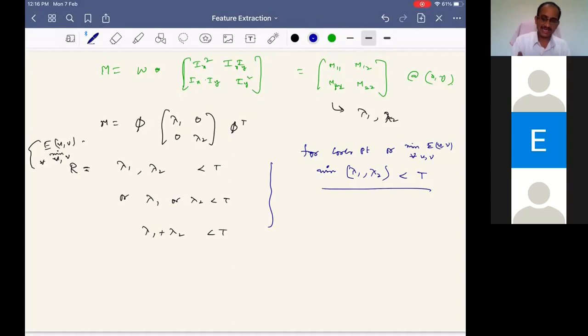But Harris has gone one step ahead and formulated a cost measure such that you need not even compute lambda 1 and lambda 2. So I would like to have something which works without computing lambda 1 and lambda 2, but where the minimum of lambda 1 and lambda 2 has to be greater than a threshold.